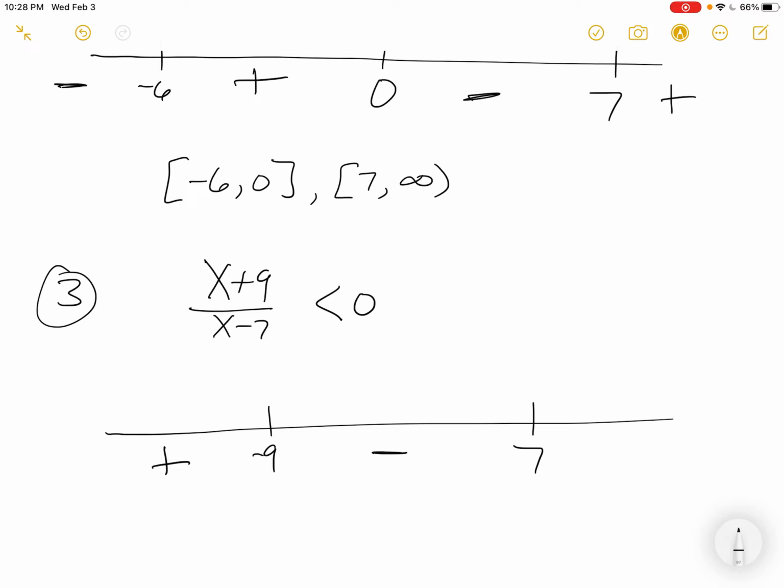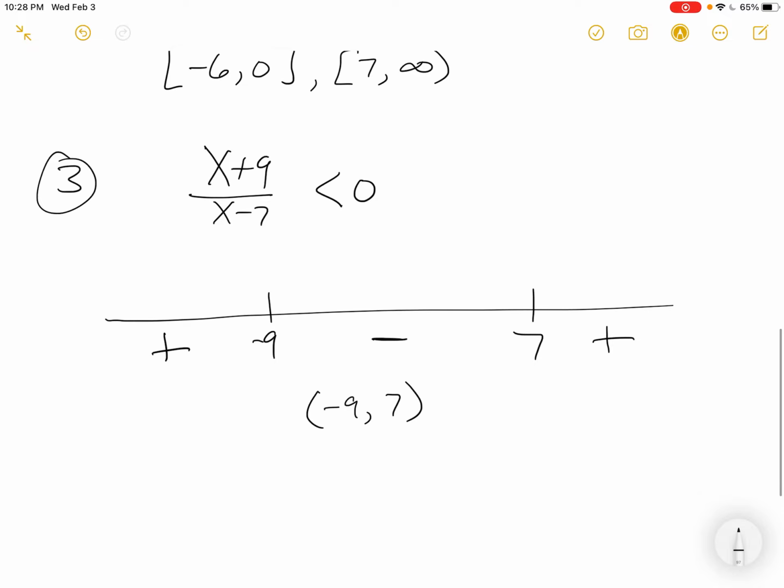And then this is a vertical asymptote at 7, but it's odd multiplicity, so if it's going to negative infinity on one side of 7, it's going to positive infinity on the other. So where are we less than 0? Between -9 and 7, not including those endpoints because we don't want to be 0.